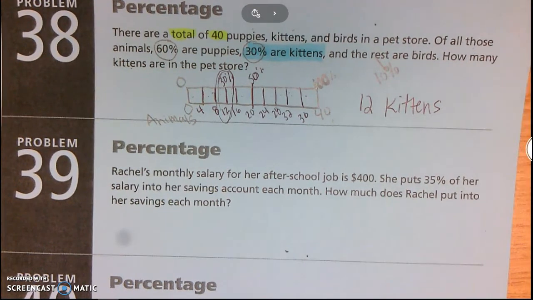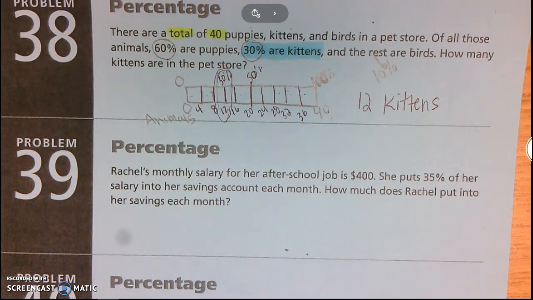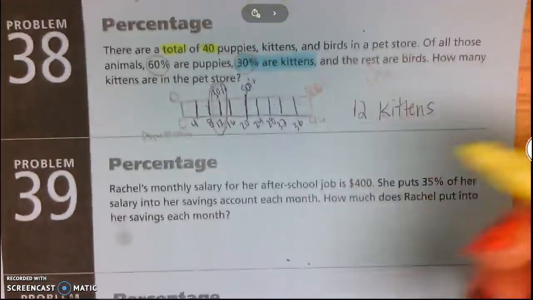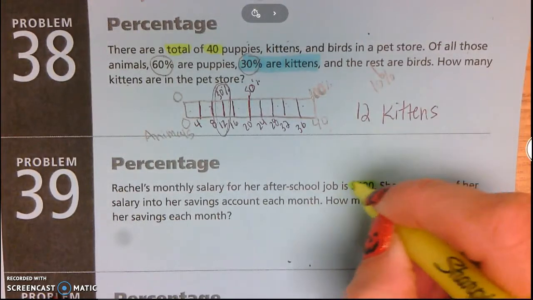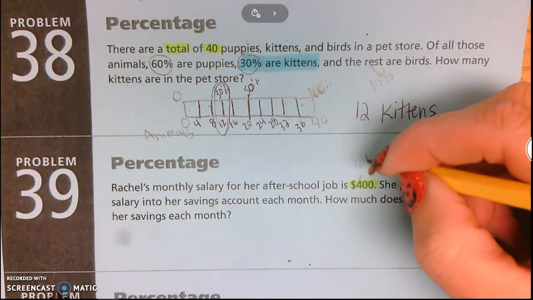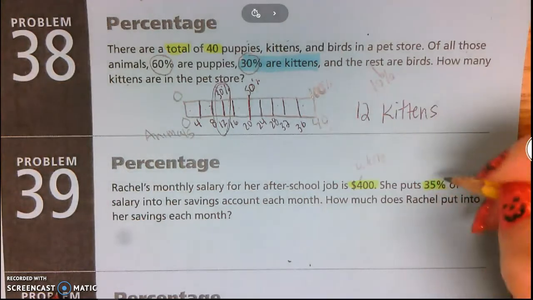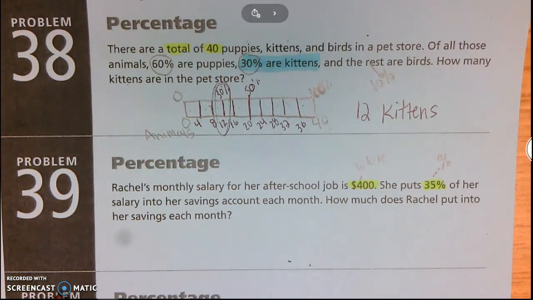All right, for problem 39, Rachel's monthly salary for her after-school job is $400. She puts 35% of her salary into a savings account each month. How much does Rachel put into her savings each month? Okay, so what I have here is $400 is the total amount, so that's my whole. 35% is my percent that I'm looking for, the part, and I need to know what is the part of the 400 that she puts into savings.